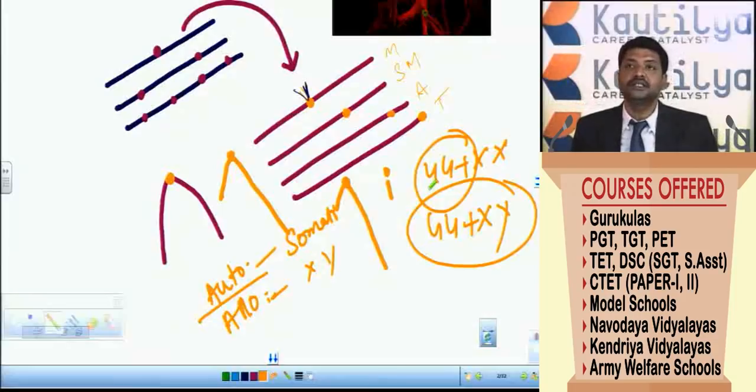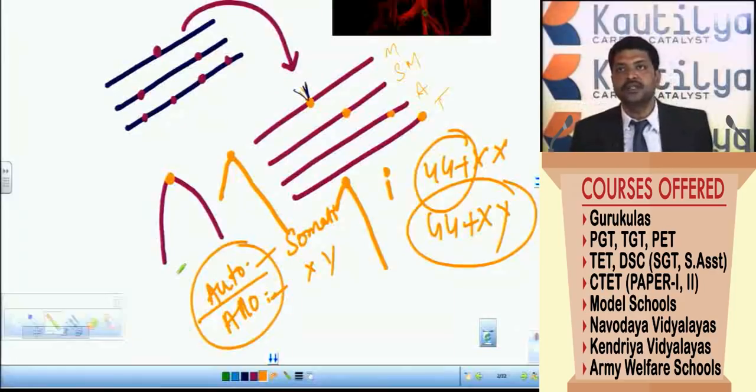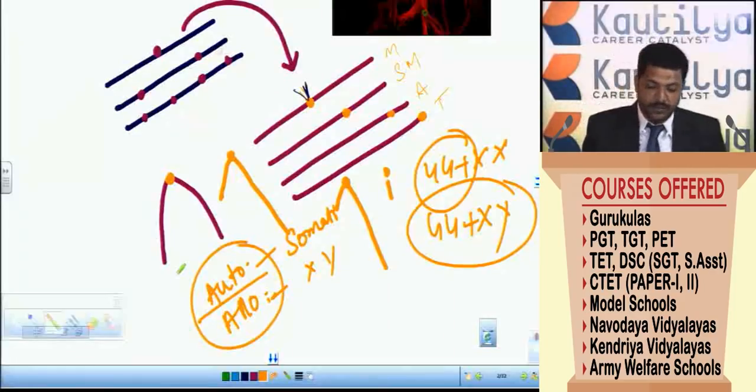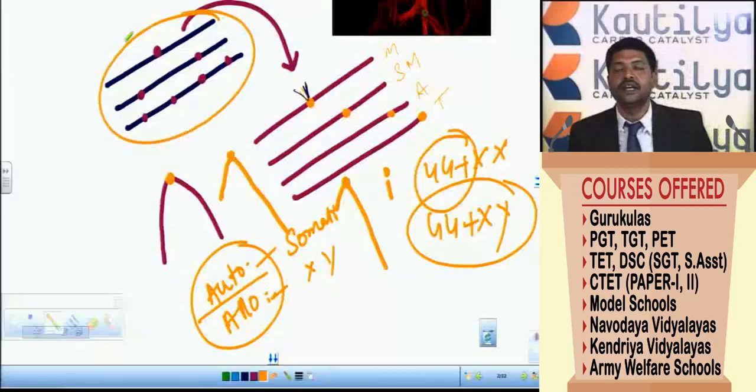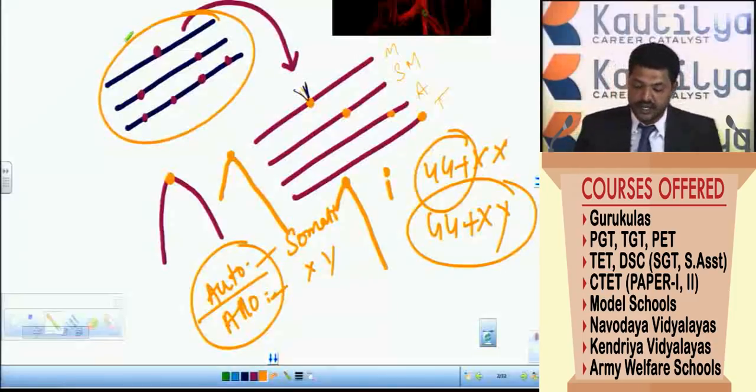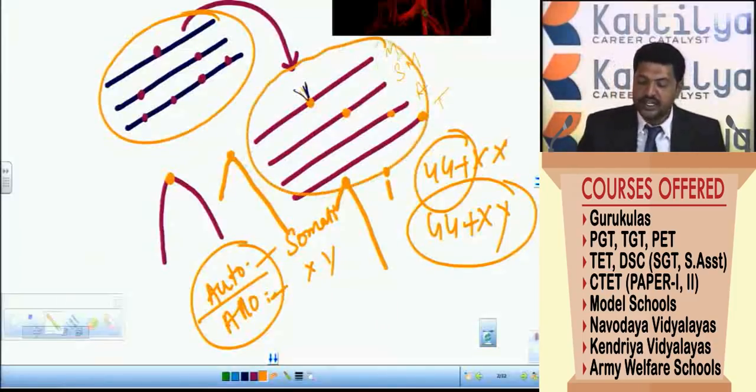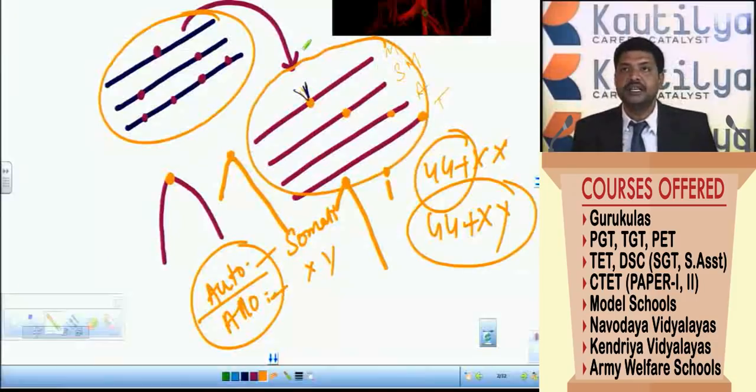But they determine the autosomal characters, and they determine the allosomal or sexual characters. So based on the characters they decide, they may be autosomes or allosomes. Based on the number of centromeres, they may be monocentric, dicentric, polycentric. Based on the position of the centromere, they may be metacentric, submetacentric, acrocentric and telocentric.